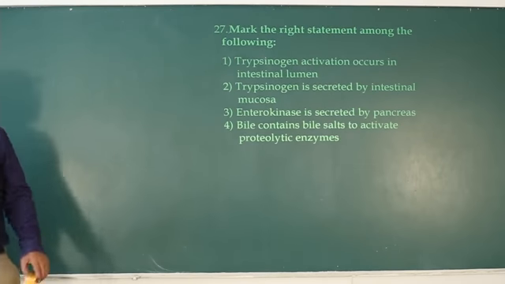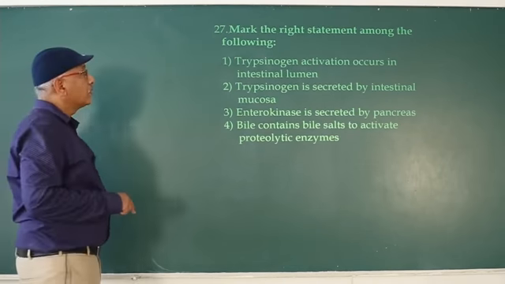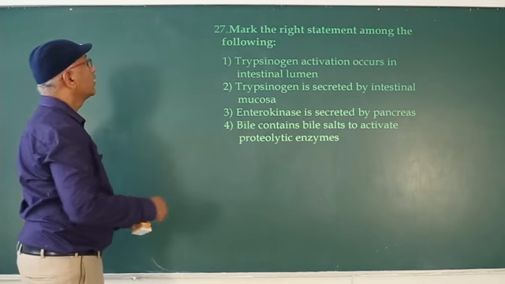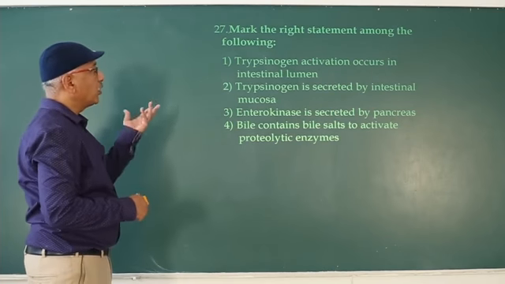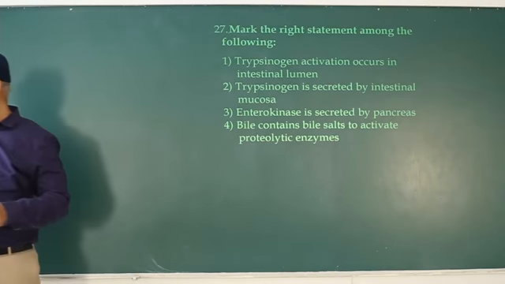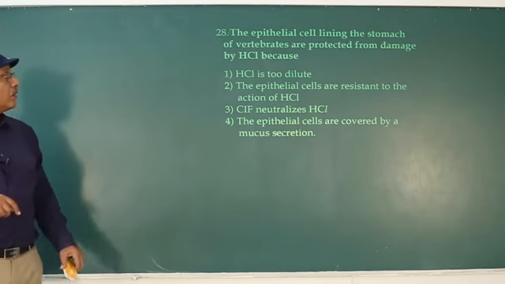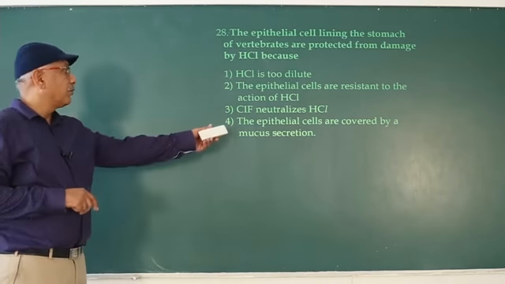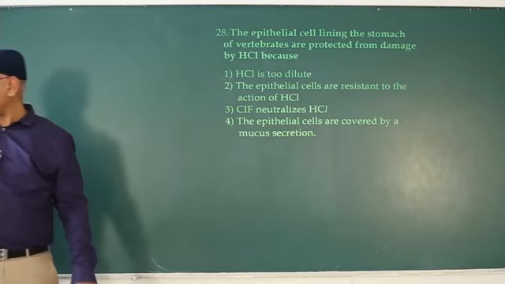Next question. Mark the right statement among the following. Trypsinogen activation occurs in the intestinal lumen. We already completed that. So the epithelium cells are covered by mucus secretion.